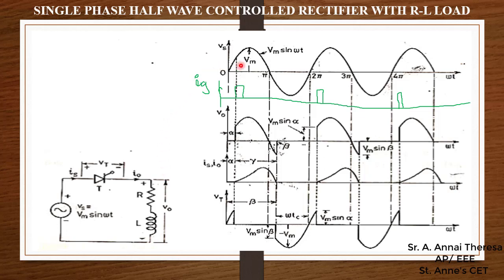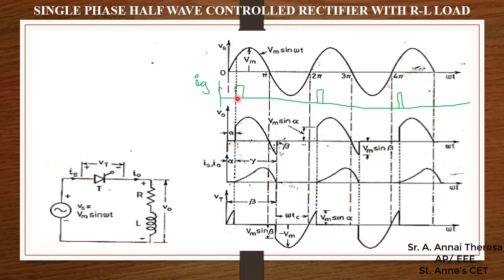Now we can explain this waveform so that you can understand clearly. This is the input voltage waveform, that is the source voltage Vs. Since it is AC voltage, this is a sinusoidal waveform. At omega t equal to 0, there is no output voltage, because during the positive half cycle the thyristor is forward biased, but we are not giving the gate signal, so it will not conduct. So the output voltage is 0.